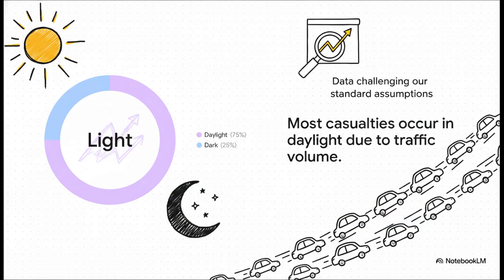Now, this is kind of wild. The dashboard also reveals that the vast majority of casualties occur in daylight conditions. Why? Simply because that is when traffic volume is at its absolute peak. While you might naturally assume driving in the dark is more dangerous, the sheer volume of drivers during the day dramatically inflates the raw casualty numbers. It's a perfect example of data completely challenging our standard, everyday assumptions.